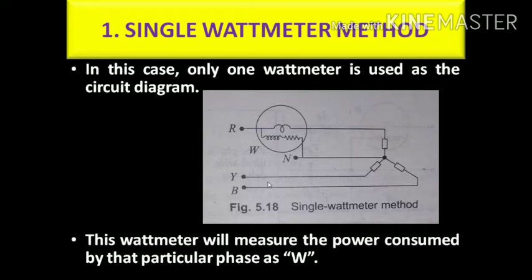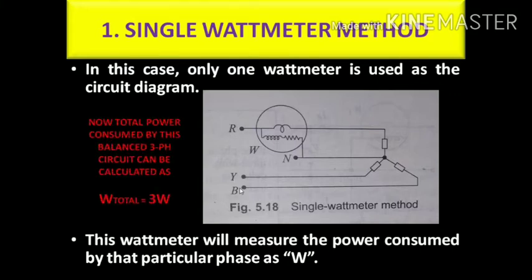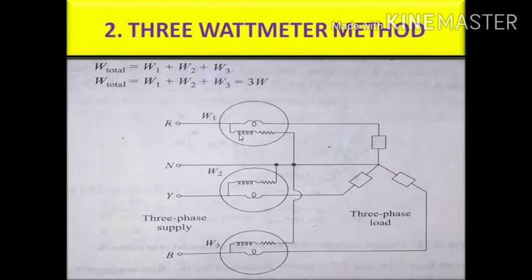Then what about the total power consumed by this balanced circuit having three phases R, Y and B? The total power W total is equal to 3 times W, that means 3 times the wattmeter reading measured in phase R. Then we go to the second method, that is the 3 wattmeter method.